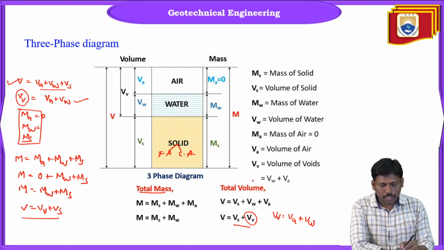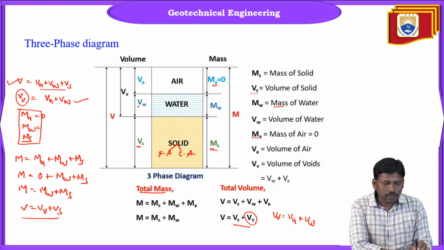So these are the various notations. Ms is the mass of soil, Mw is the mass of water, and Ma is the mass of air. Vs is the volume of soil, Vw is the volume of water, and Va is the volume of air.